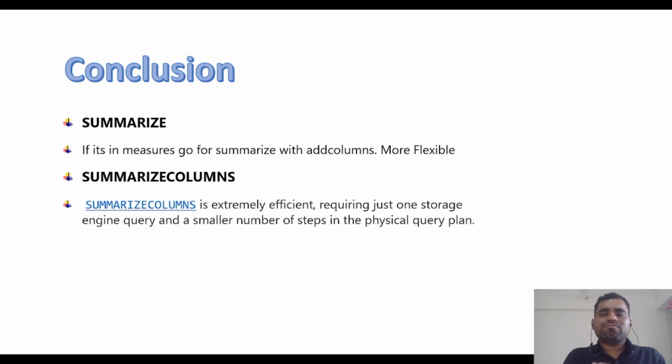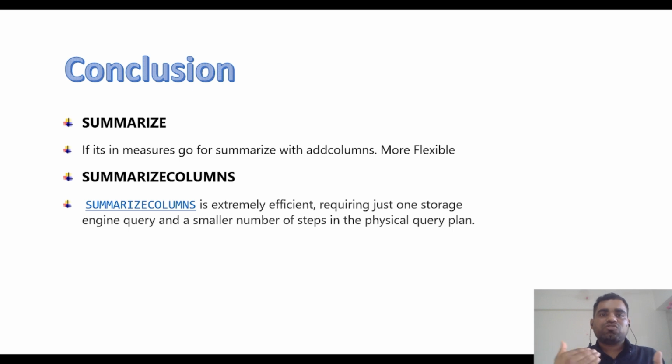Then, it doesn't support any row context, so it only supports filter context. So there is no ambiguity in the transition of row to filter context, which we see in summarize mostly. So it is more effective, more efficient, and has very good performance. Mostly you go for summarize columns for grouping the data, but in cases where we cannot use it, you can go for summarize with add columns. Basically we should not create a new column in summarize, we can go for add columns. That is the rule of thumb.